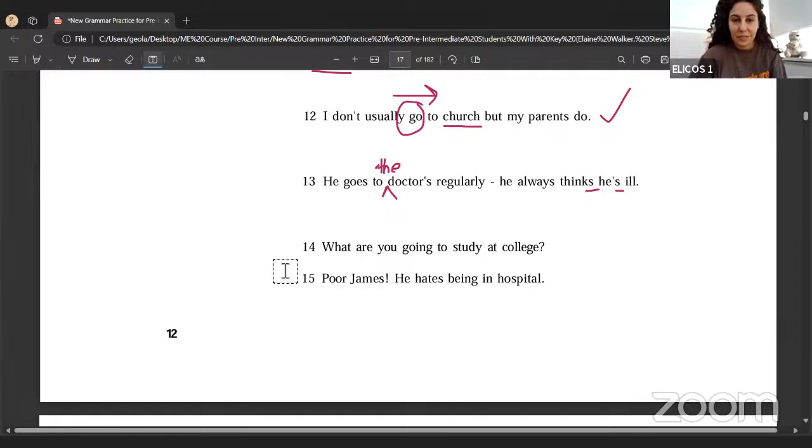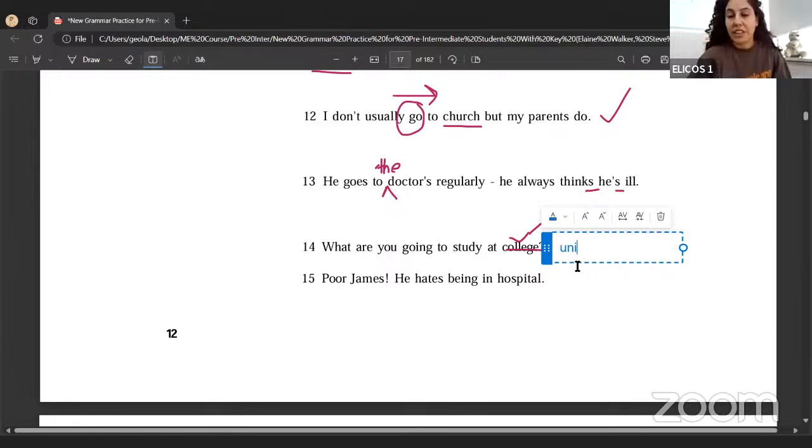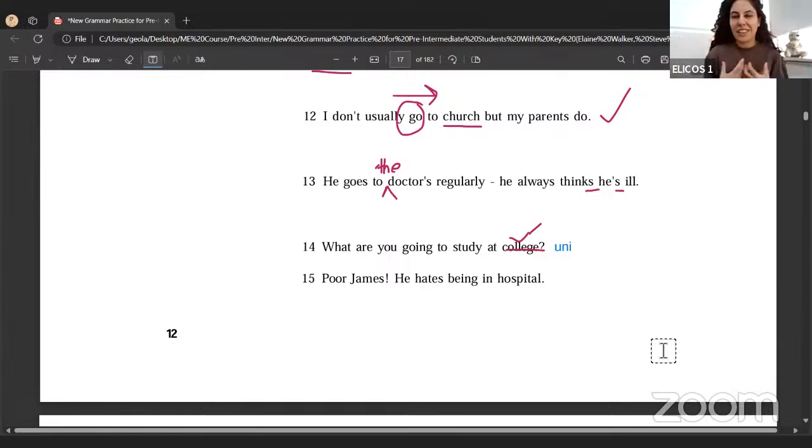Going to study at college. Yeah, we don't change it. What are you going to study at college? What are you going to study at university? Now, college is more American. We say university or just uni. You don't have to say university. College, like I said, I understand it, but it's not common. A native speaker wouldn't say college. You know, what are you going to study at university? And it's very common to say uni.